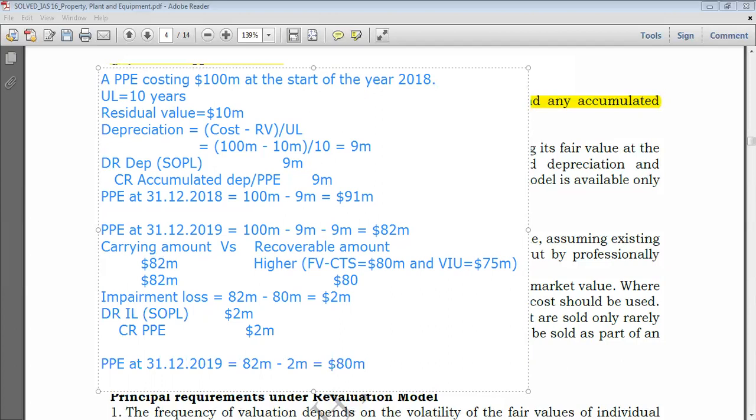Don't worry, we'll see when things in the formulas change, let's say residual value has changed or useful life has changed. Things like this, you'll see them, but otherwise, just be confident of everything.